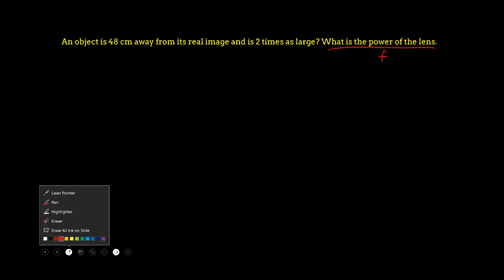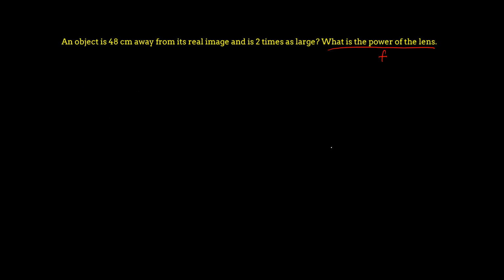So let's just see what we're given. We're given a real image. So here is the lens. A real image, if this is the object, this has to be a real image. So the object has to be outside the focal point. Here's a focal point, here's a focal point. That's the first thing. Second thing, the image is inverted, real and inverted.